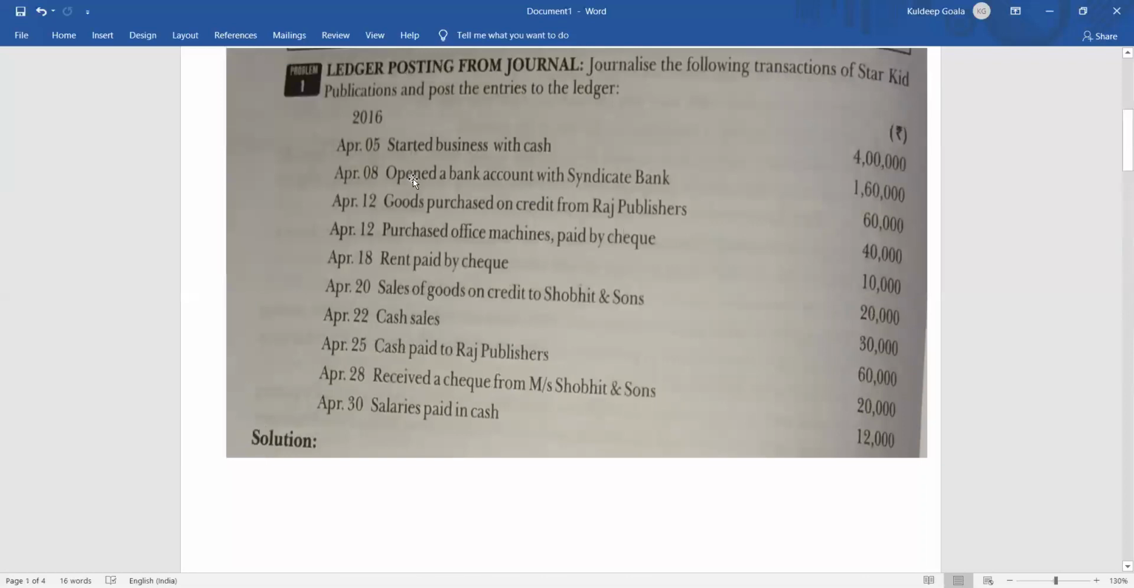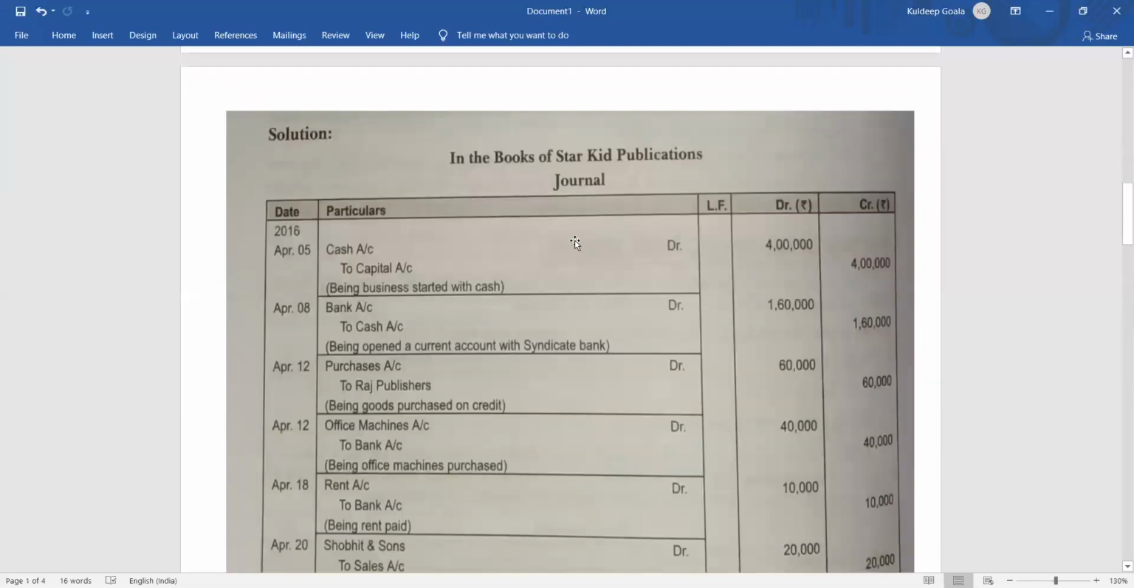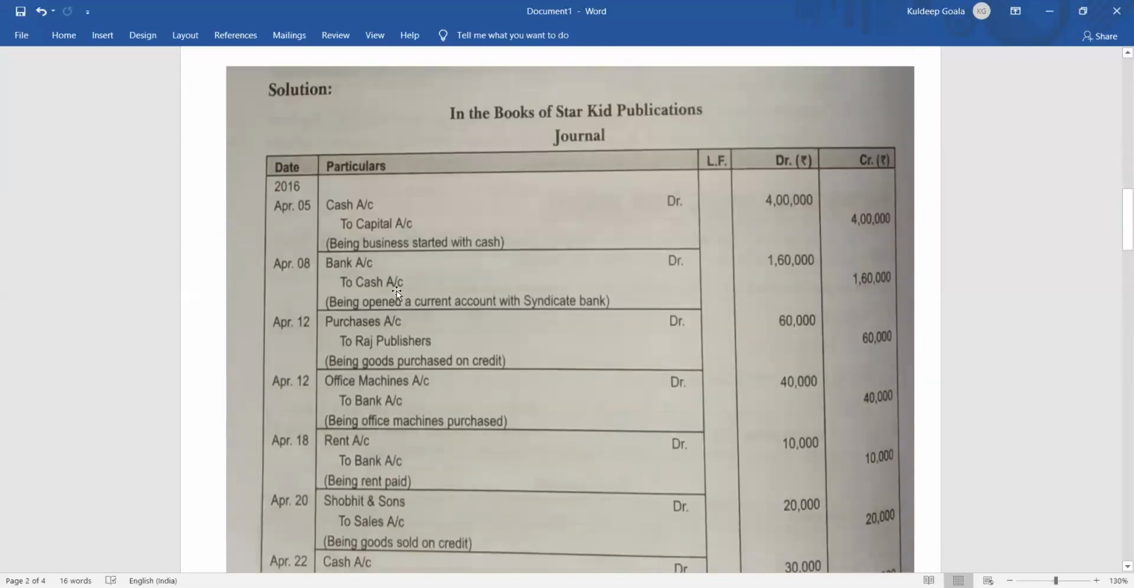So what is the next item? Opened a bank account with Syndicate Bank. How much? 1,60,000. We are opening a bank account with Syndicate Bank. So what will happen? Bank account debit to cash account, or you can even mention the name of the bank also, right? So what is the journal entry? See, bank account debit to cash account. Why the journal entry is like this, I have already explained to you in the videos. If you are not clear, you watch the video. Even after that, if you are not clear, you ask me. Okay. So bank account debit to cash account.